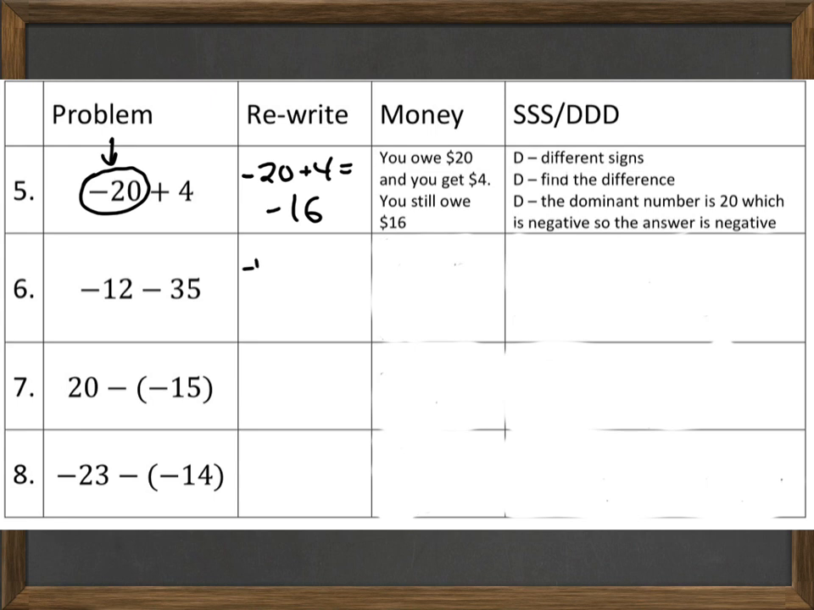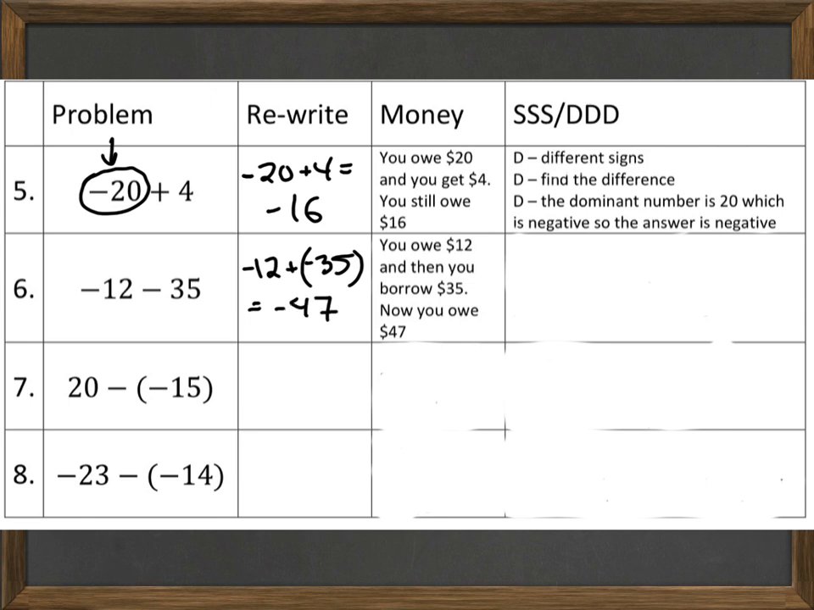Number 6. If you would like to, remember you can rewrite this, negative 12 plus negative 35. You can even put parentheses around the negative 35 to emphasize the fact that that negative sign belongs to the 35 and will go with the 35 wherever it goes. Money-wise, this means that I owe $12, right? And then I borrow or spend $35 more. So this is like maybe 2 charges on your credit card. Now your total bill, the total charges on your credit card, they're accumulating, they're getting bigger, so now you owe $47. So that's going to be negative 47.